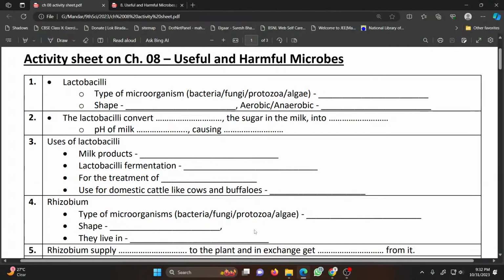Useful and harmful microbes. The type of microorganism: lactobacilli. Lactobacilli is a bacteria. Then the lactobacilli, they are minute and rectangular in shape.